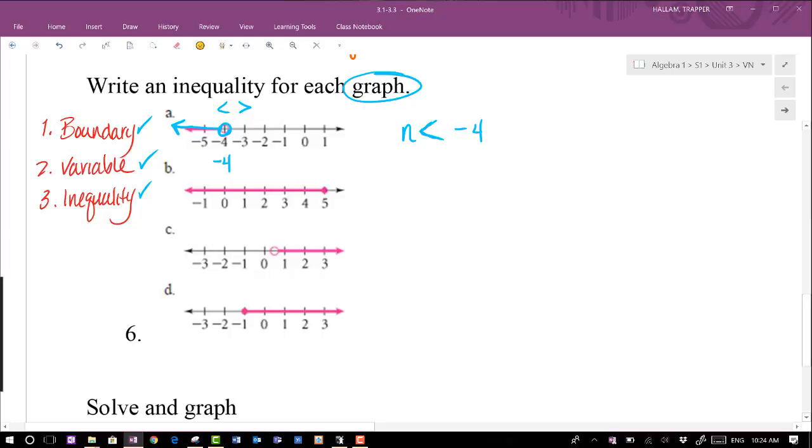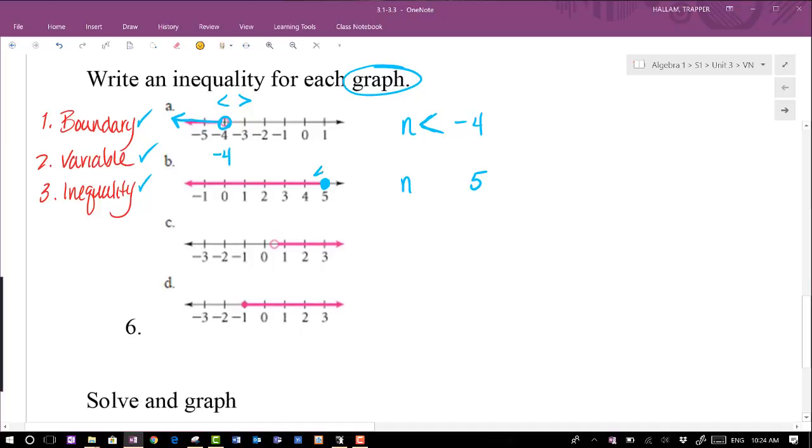Let's do that again. Look at our boundary, which is 5 in this second example, B. Next, identify our variable, which we're going to call n. And now let's identify the inequality. This time it's an included circle, so we're going to have a less than or equal to, or greater than or equal to symbol. Again, our solutions are leading to the left, which means that the solutions should be less than or equal to 5, meaning that 5 is a solution this time, whereas in the previous example, A, it was not because it was not included.